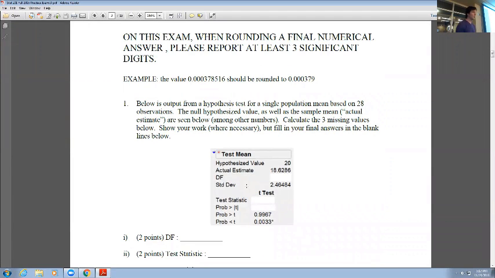One, look for any sort of descriptors on how we should round for the test, and we want you to round to 3 significant digits, probably the same for this actual test, or whatever test you're taking right now, if you're watching this in the future.